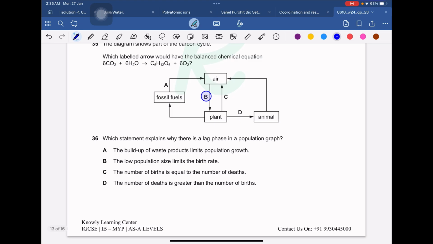Next question. Which statement explains why there is a lag phase in the population graph? So let us read the options. The buildup of waste products limits the population growth. No, that wouldn't be the appropriate option. Low population size limits the birth rate. That's why the lag phase is present in the graph. So that's why the answer will be B.